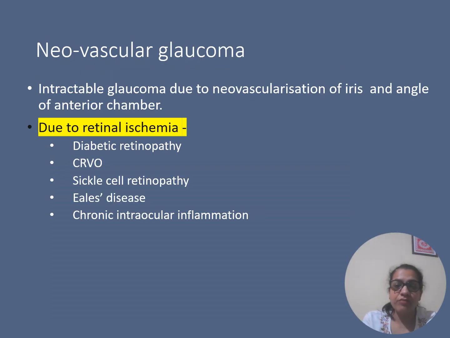Then there is another very important form of glaucoma, which is known as neovascular glaucoma. It is an intractable glaucoma that occurs due to neovascularization of the iris and angle of the anterior chamber. It is mainly due to retinal ischemia. Retinal ischemia is the main causative factor, like in case of diabetic retinopathy, CRVO, sickle cell retinopathy, Eales disease, and chronic intraocular inflammation.